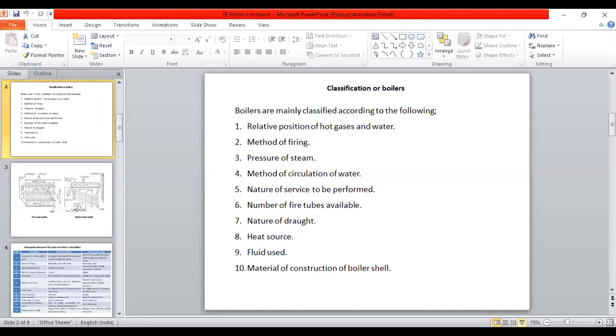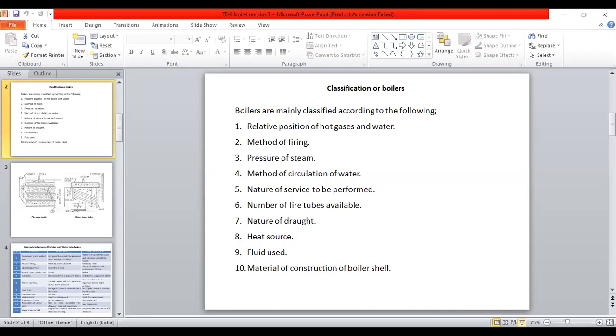In the pressure of steam method, boilers producing steam at a pressure of 80 bar and above are called high pressure boilers. So the pressure of steam can be high pressure, medium pressure, or low pressure. Here the ranges are: for the high pressure boiler, it is 80 bar and above. In case of low pressure, it is lower than 80 bar. And boilers that produce steam at a pressure less than the critical pressure of water are called subcritical boilers.